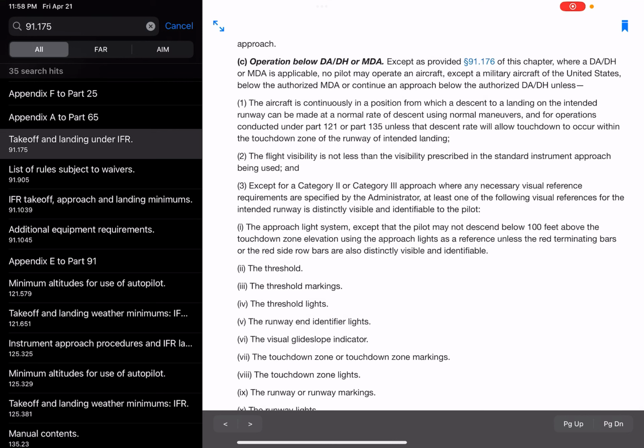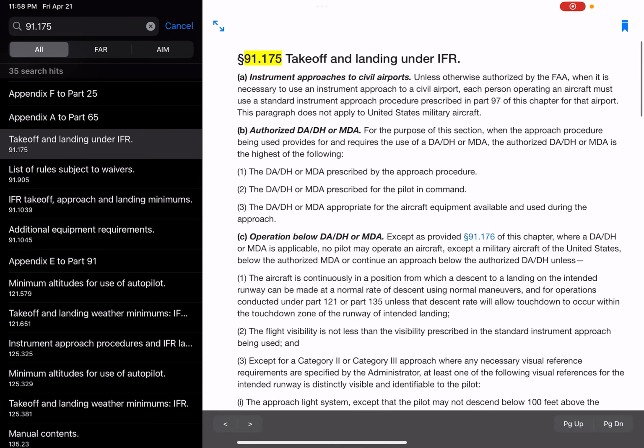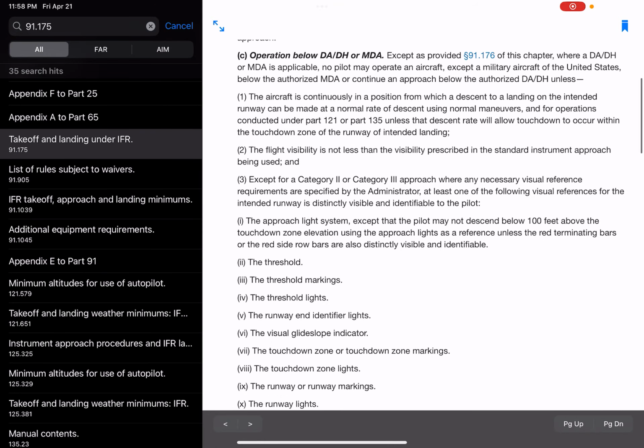So there seemed to be some confusion about operations below MDA and DA, and again, minimum descent altitude and decision altitude. Everything you need will be in 91.175 in the FAR-AIM.